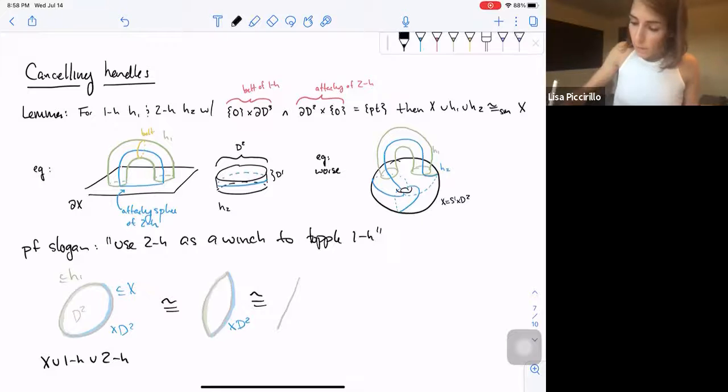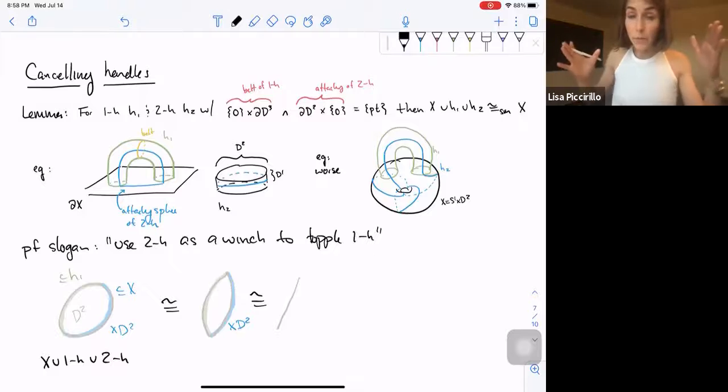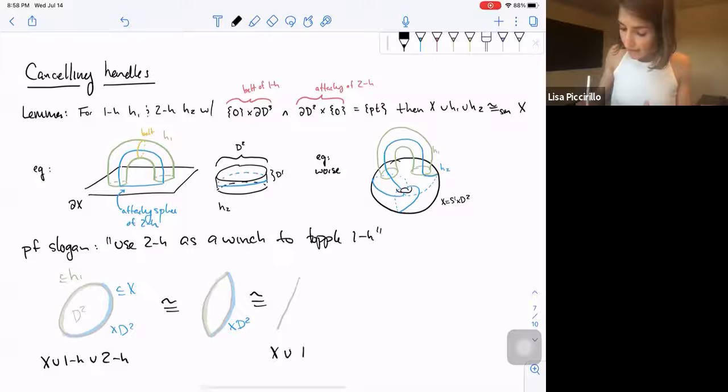And what we see when we get all the way down here is, we started off with X union a 1 handle and union a 2 handle, and now we really compressed the 2 handle right down to nothing. So this space now kind of looks like its total space is just X and our 1 handle. But you need to be really careful here.